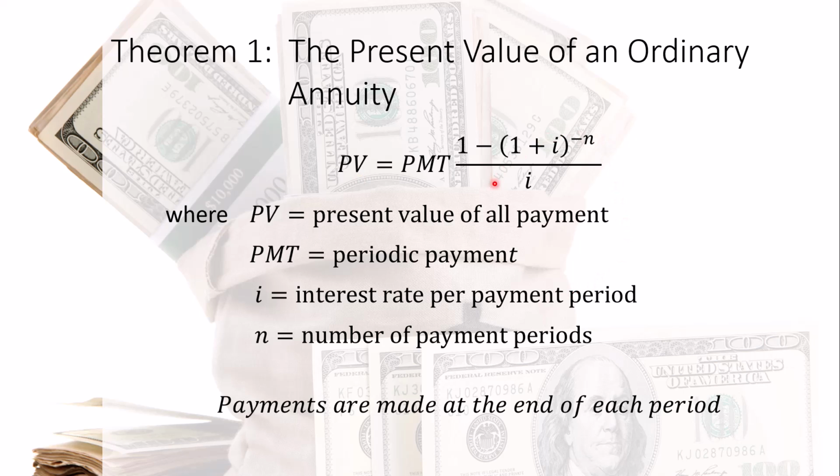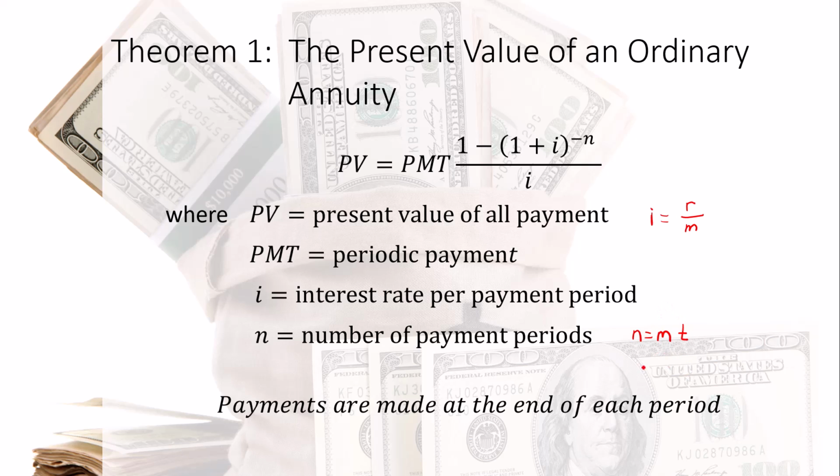Now, one of the things that we do want to point out is to remind you how to compute I and how to compute N. Remember, the interest rate over the payment period is always going to be equal to the annual interest rate, which is R as a decimal, divided by the compounding period. Furthermore, the number of payment periods is going to be equal to the compounding period, the number of compounding payments made over the year, times the time duration of the loan in years.